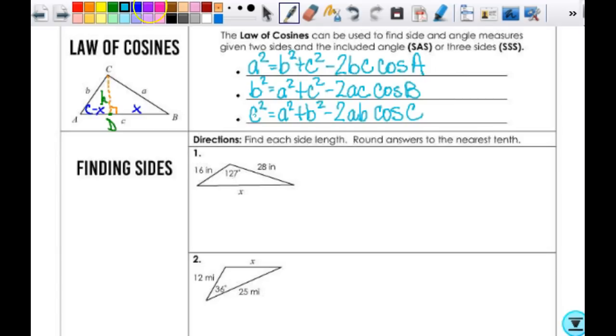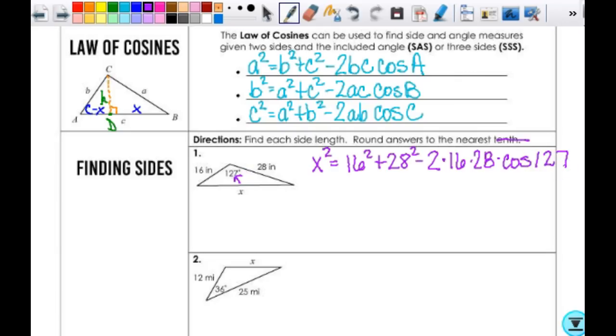Okay? And also, I've messed this up again. It says nearest tenth. They should all be the nearest thousandth. So let's think about that using these. It says find each side length. So we're looking for x. So that means that x squared is equal to the other 2 sides squared and added together. So 16 squared plus 28 squared minus 2 times these 2 sides multiplied together, 16 times 28 times the cosine of the angle that's across from that side, which is 127.